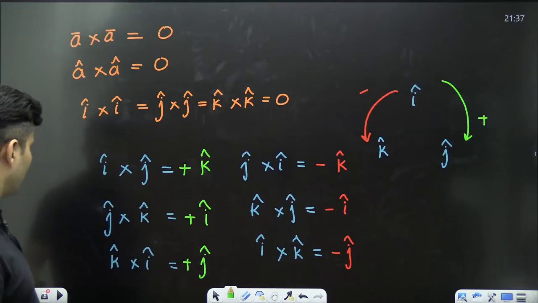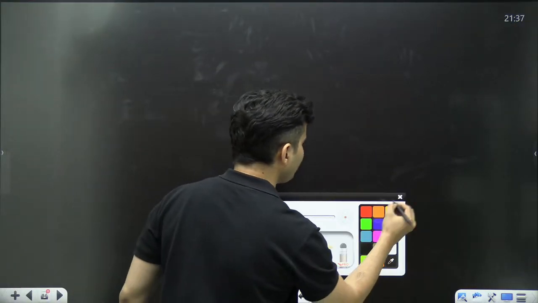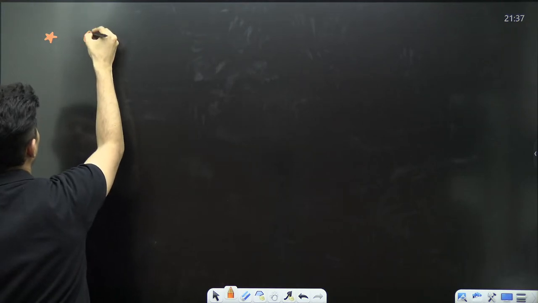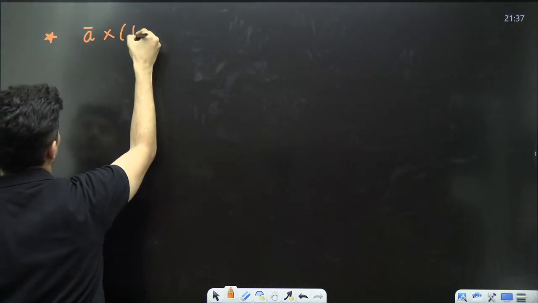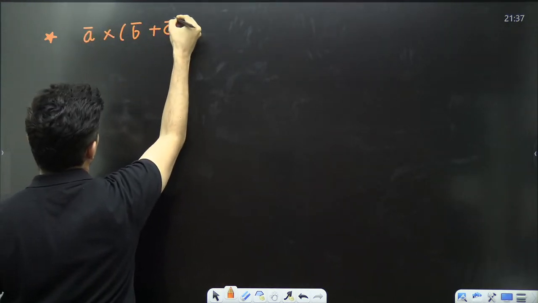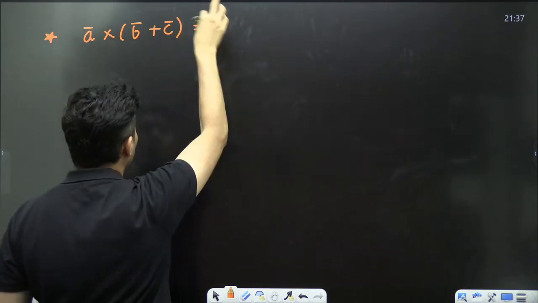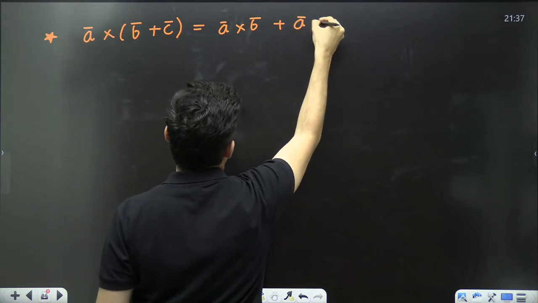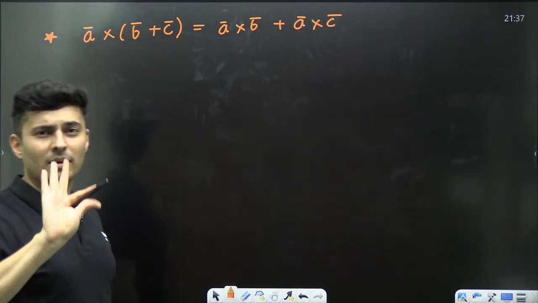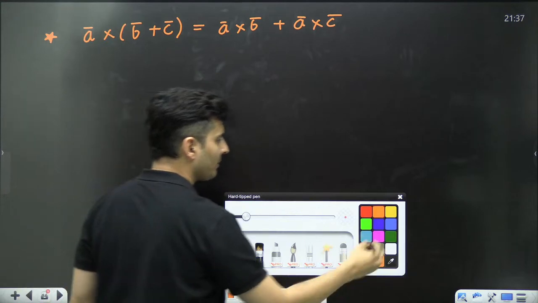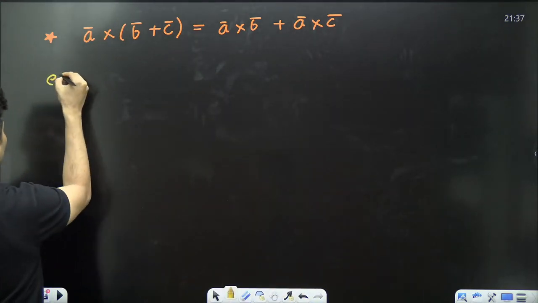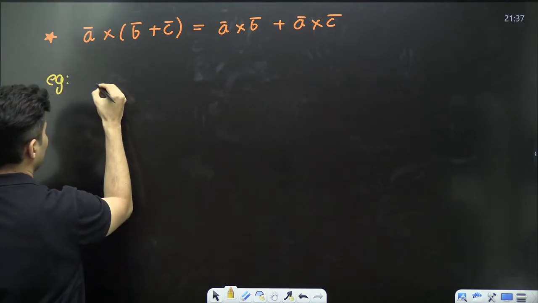You can use distributiveness over here. Meaning, A bar cross (B bar plus C bar) will be A cross B plus A cross C. That is okay. No problem. Let's take an example. You'll understand this. Let's start with simple ones first.